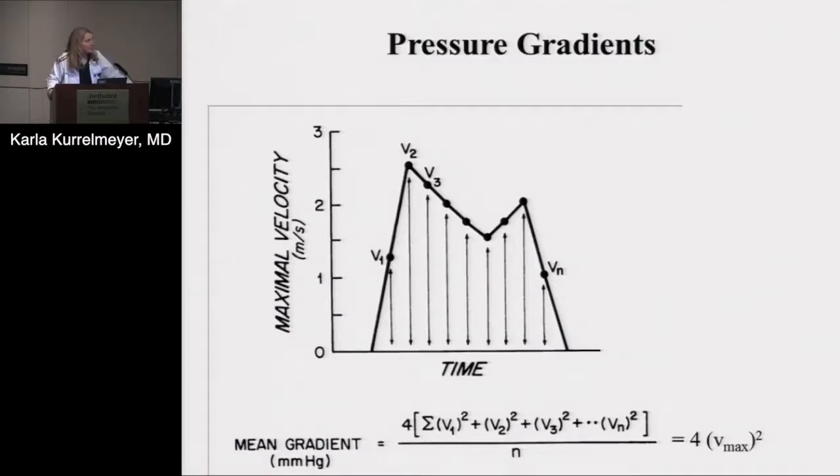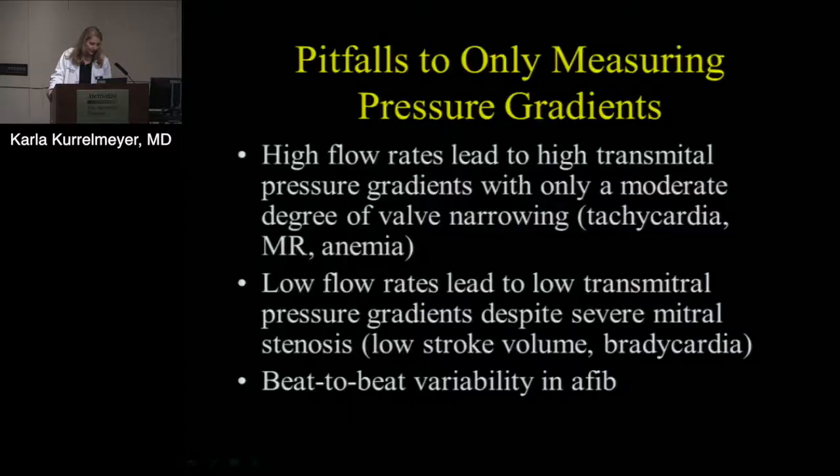So we calculate the mean gradient, again, using that modified Bernoulli equation, just like aortic stenosis, where the computer calculates all these 4V squareds underneath here, divides it by the number of measurements to give you the mean gradient. Like in aortic stenosis, really high flow rates are going to lead to high transmitral pressure gradients with only a moderate degree of valve narrowing, which happens with high heart rates or mitral regurgitation or anemia.